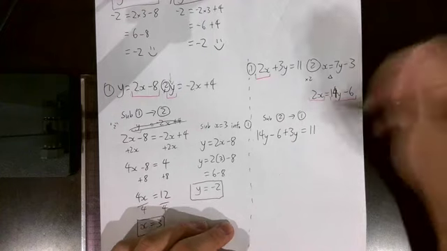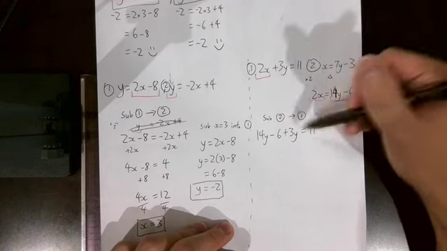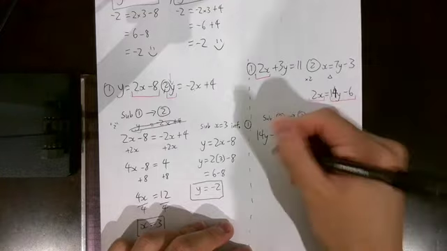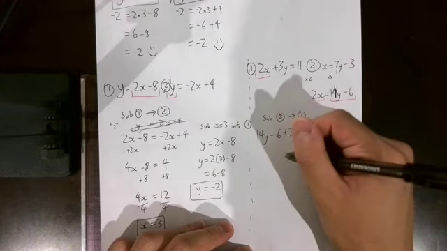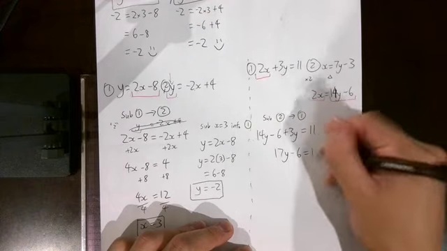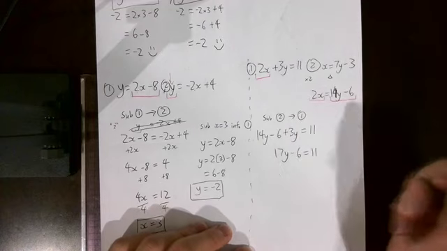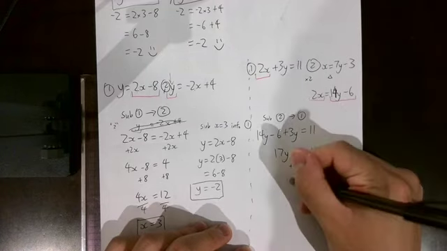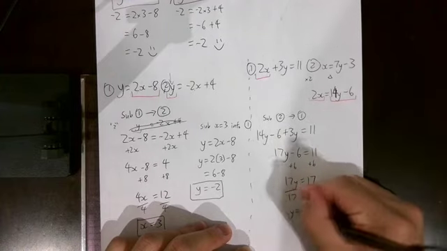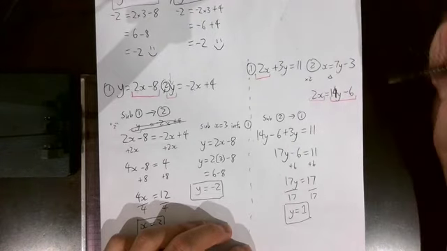Now the whole point of substituting is to completely get rid of one of the letters. Do we notice that x is now missing? That's because we've substituted it out. So what we're going to do next is solve this equation. We know 14y plus 3y is going to equal 17y. That's going to minus 6 and equal 11. And then we're just going to solve this equation like we did before. So we're going to add 6 to both sides. 17y equals 17. And then we're going to divide by 17. y equals 1.